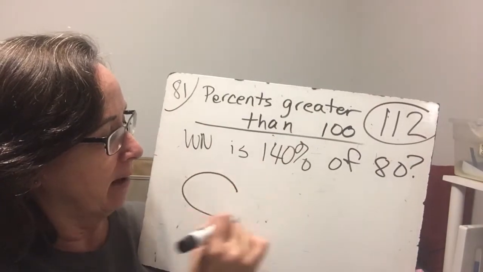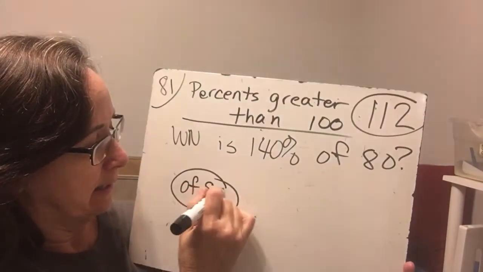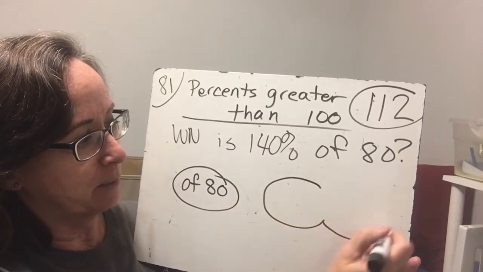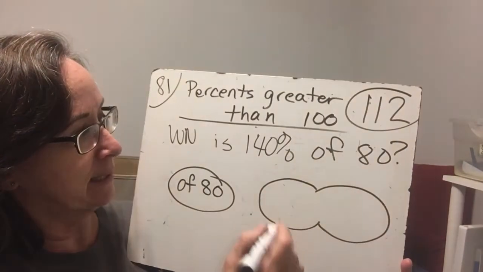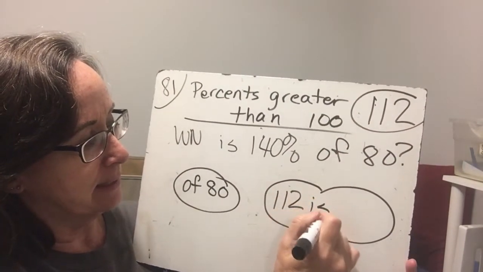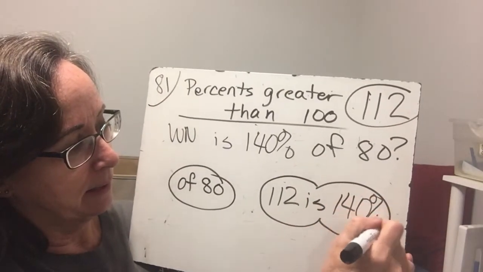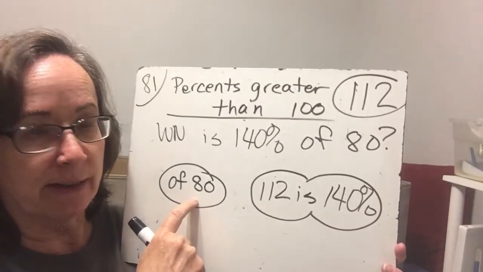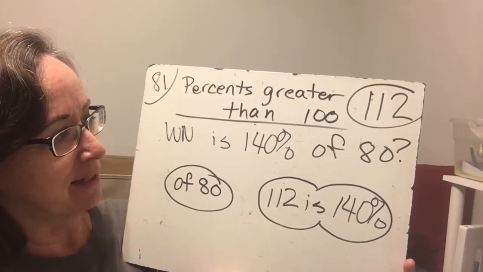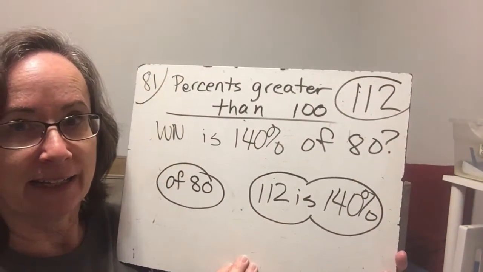Remember, my of 80 goes over here. And since my after number is bigger, I'm going to say 112 is 140%. Because the 112 is bigger than the 80, it goes in a peanut. All right? So it's not a split, it's a bigger. And those are kind of fun to draw.